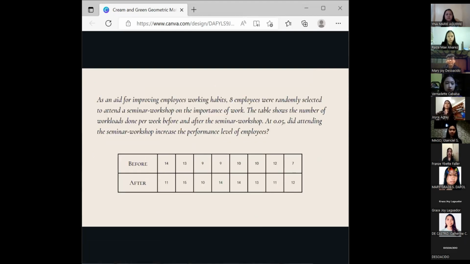Good day. We're going to discuss question number 1. As an aid for improving employees' working habits, 8 employees were randomly selected to attend a seminar workshop on the importance of work. The table shows the number of workloads done per week before and after the seminar workshop. At 0.05, did attending the seminar workshop increase the performance level of employees? And ang gagamitin po natin para sa problem number 1 is the paired t-test.